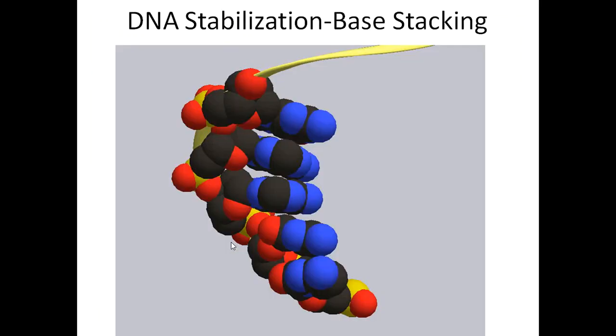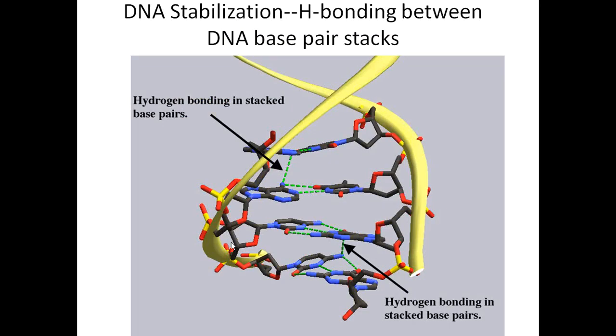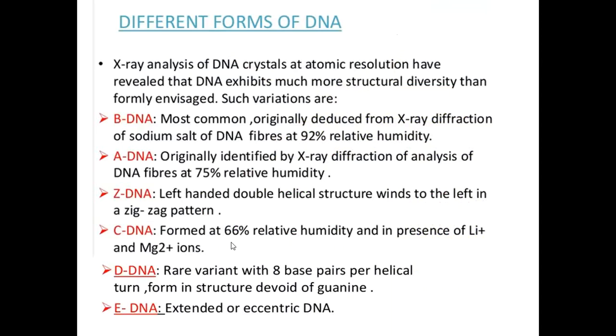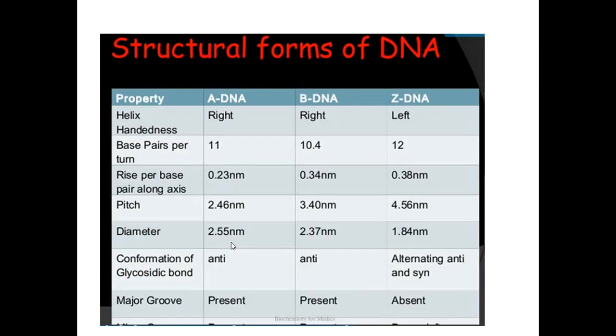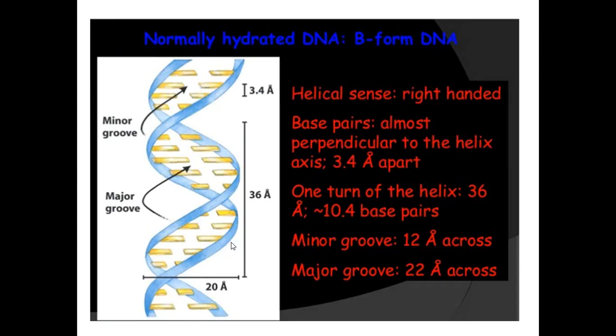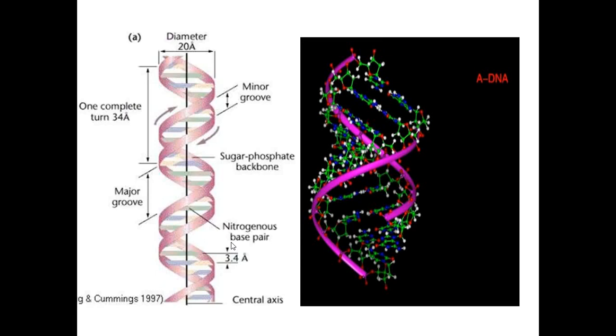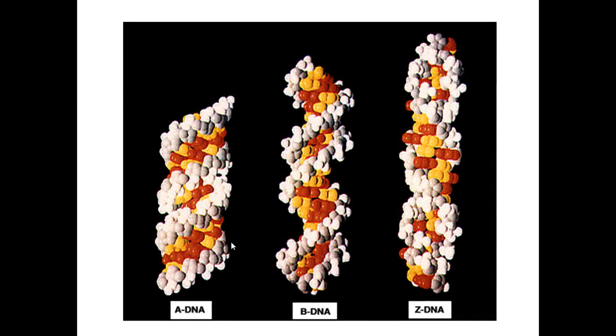We have seen how different structures of DNA exist, what kind of interactions exist in DNA, and the different forms of DNA that we have seen: bDNA, aDNA, zDNA, cDNA, dDNA, eDNA. But basically we talked majorly about aDNA, bDNA, and zDNA. We have seen the structural parameters for these DNA forms.